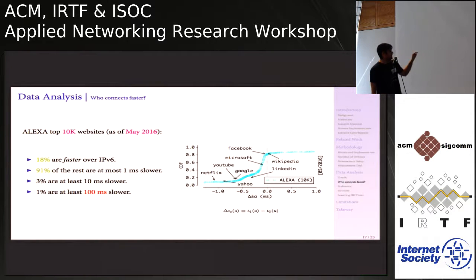And 3% of websites are at least 10 milliseconds slower, with 1% at least 100 milliseconds slower. So there is a tail, which is where V6 is actually slower, but a large portion of websites which are being hosted by large CDNs perform fairly well over V6.